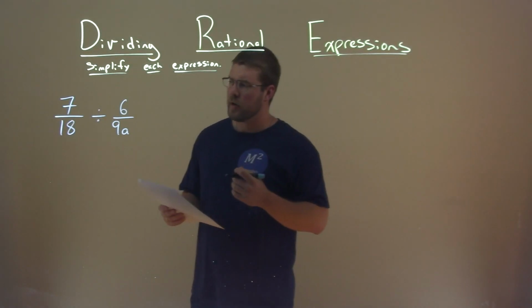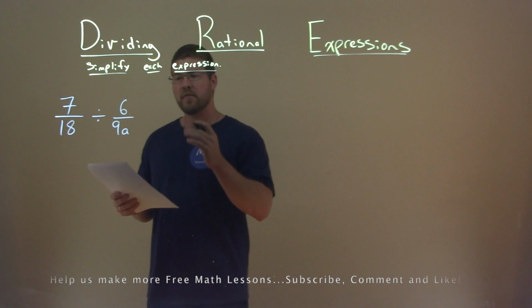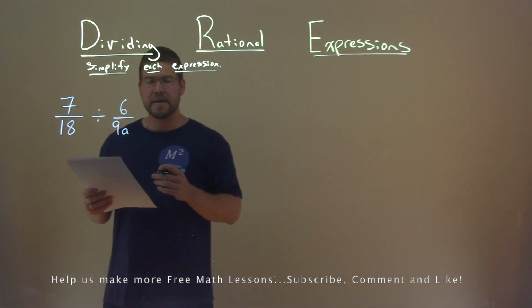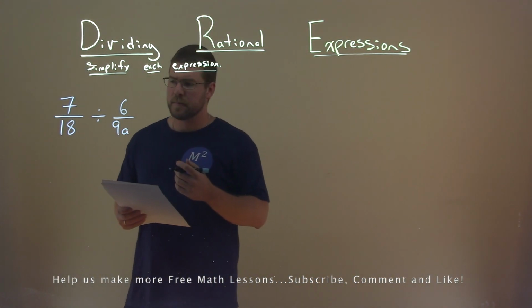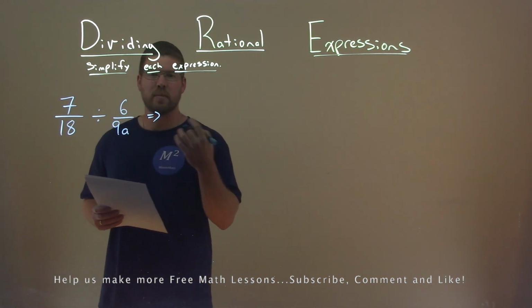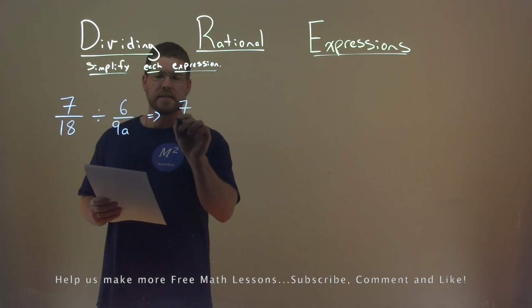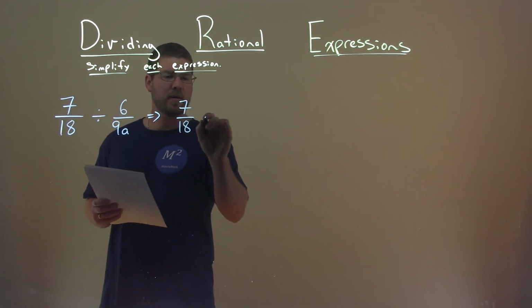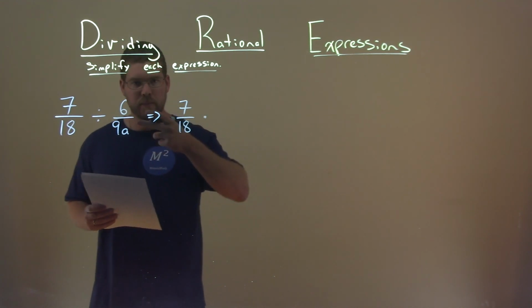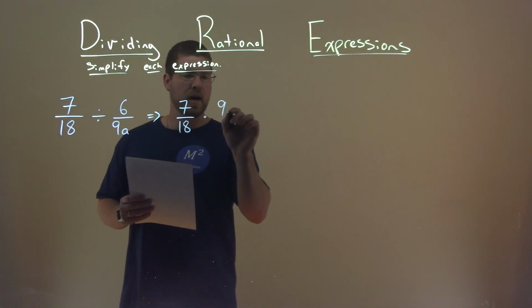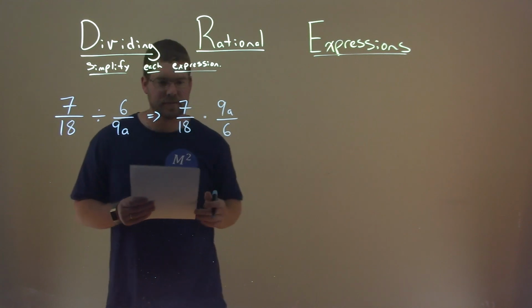We're given this problem right here, 7 over 18 divided by 6 over 9a, and we need to simplify this expression. I first like to write this as a multiplication problem. 7 over 18 stays the same, but instead of dividing, we're multiplying, and we flip the second fraction. 9a over 6. All right.